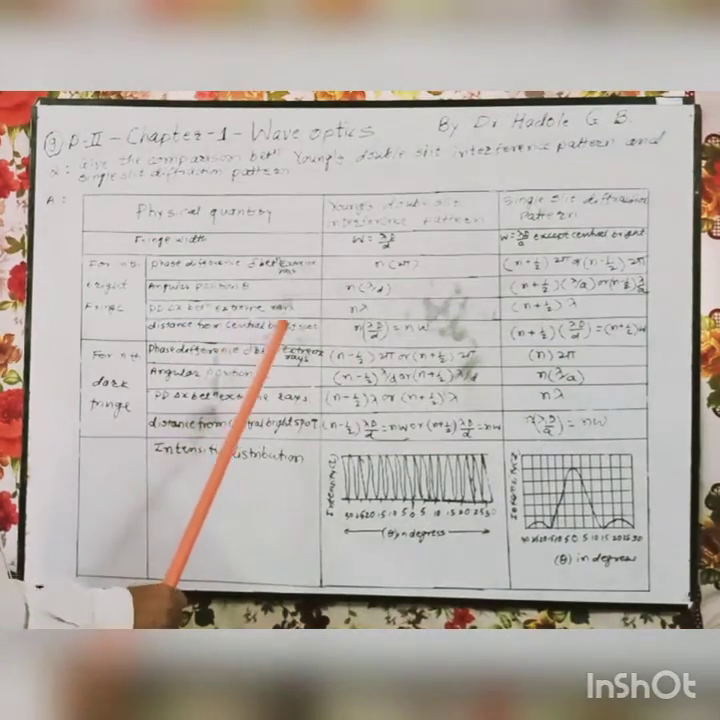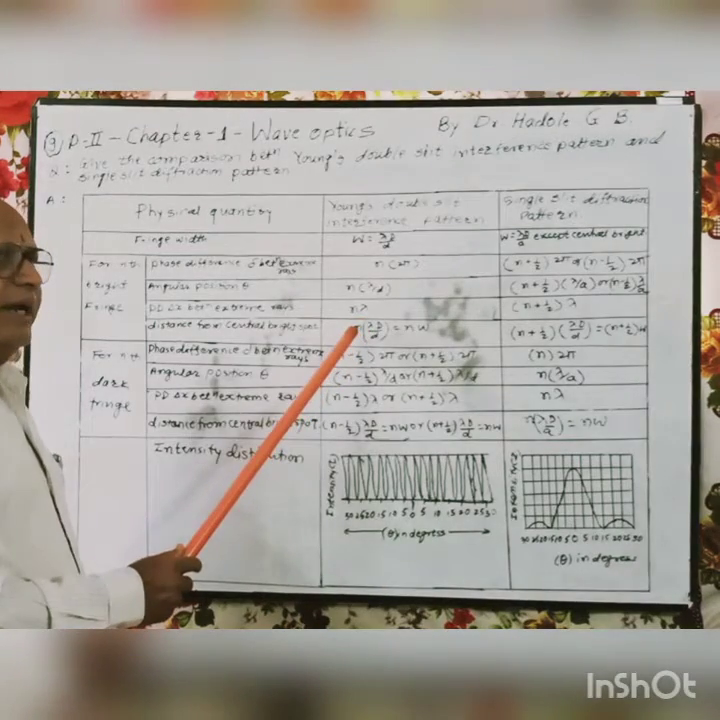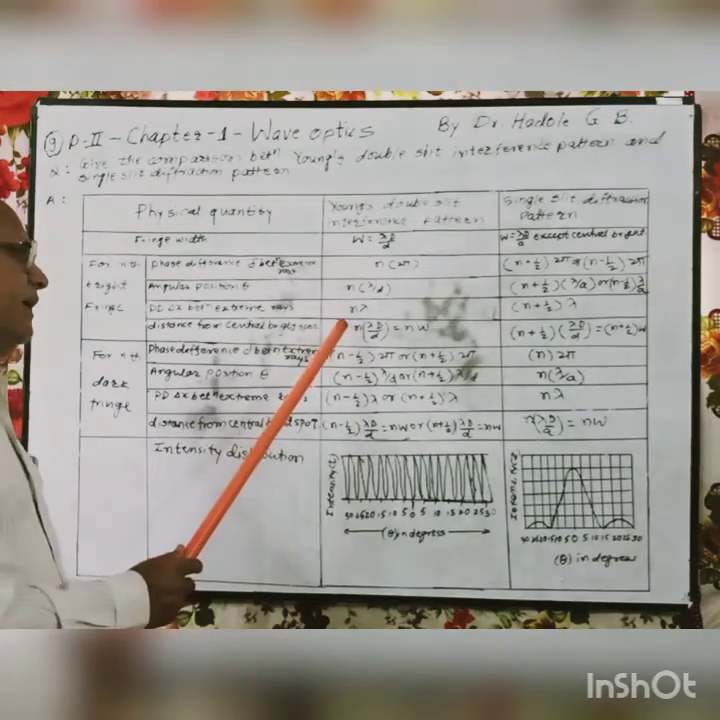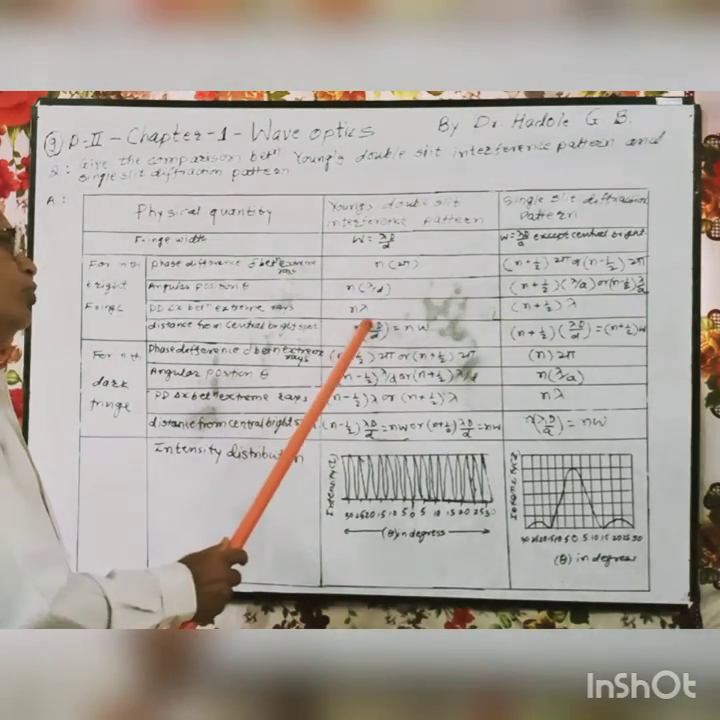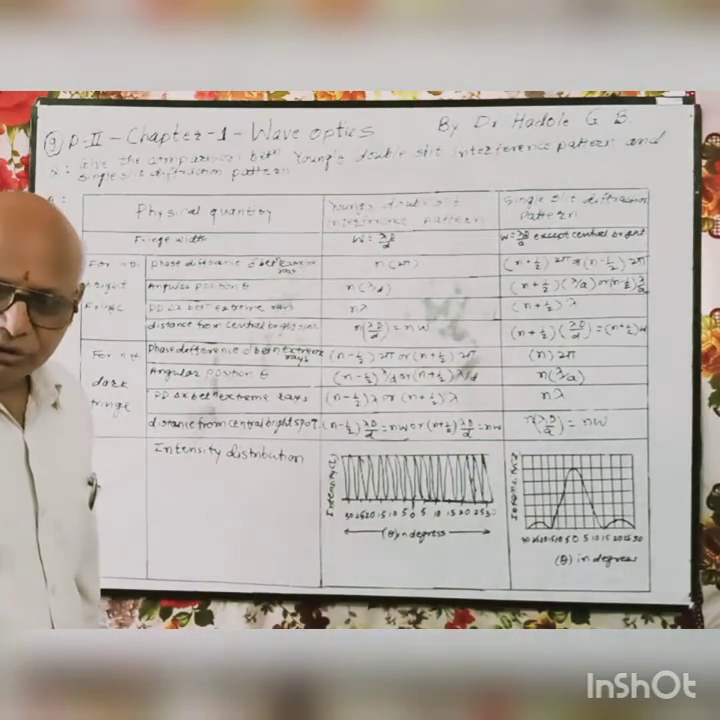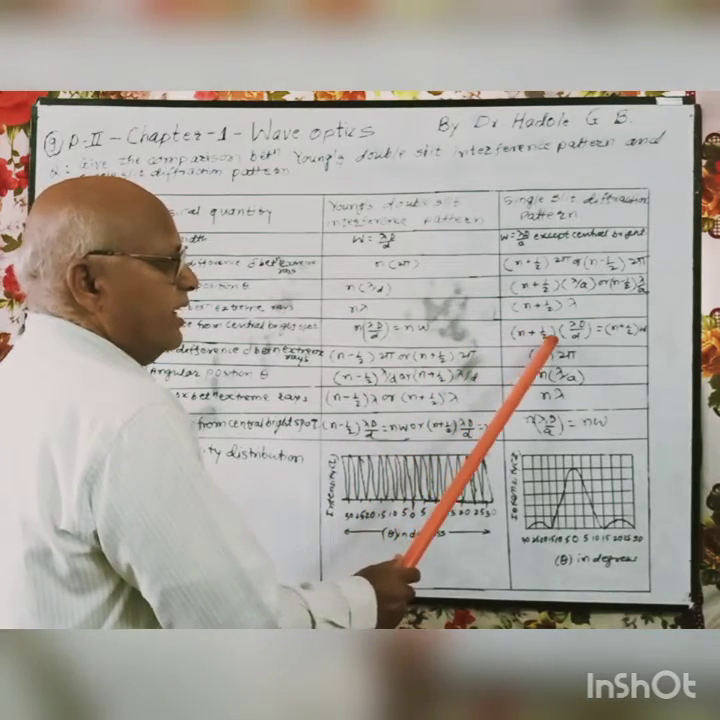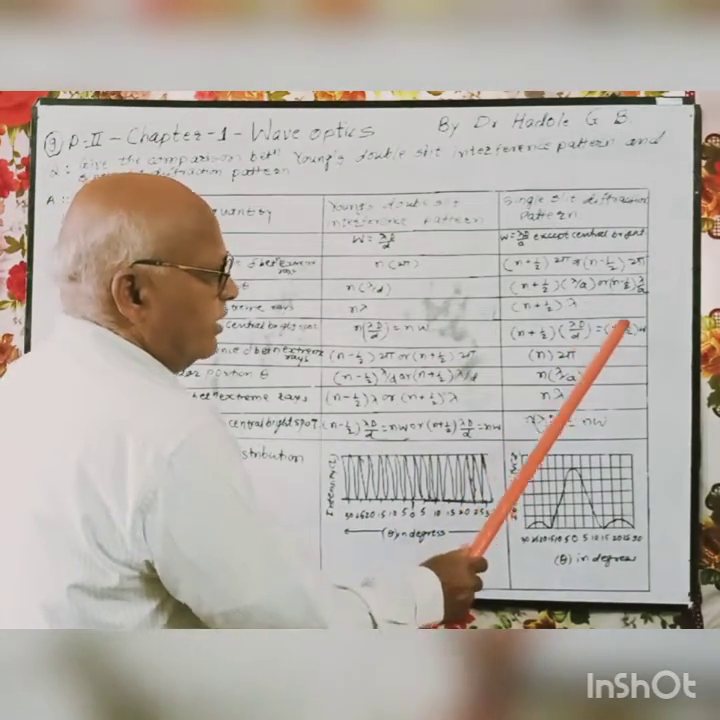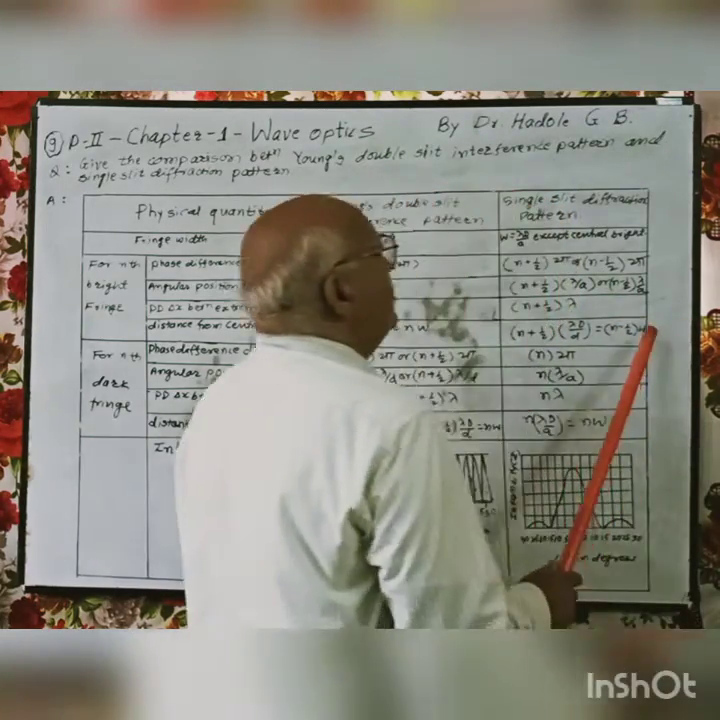Distance from the central brightest spot. The distance of the nth bright spot, or bright band, bright fringe from the central bright band is n into lambda D upon small d. That is nothing but n into W, where W is the width. Next, here it is n plus half into lambda D upon small d, which is equal to n minus half into W.